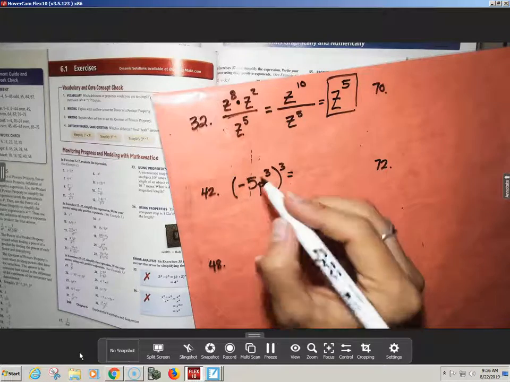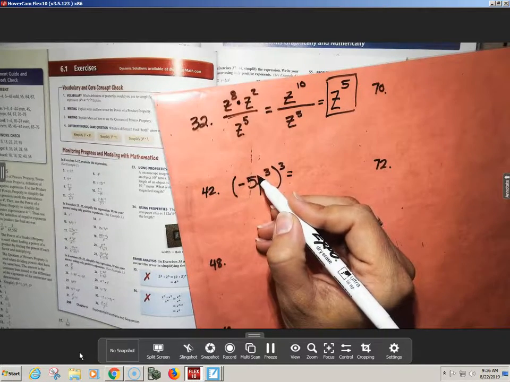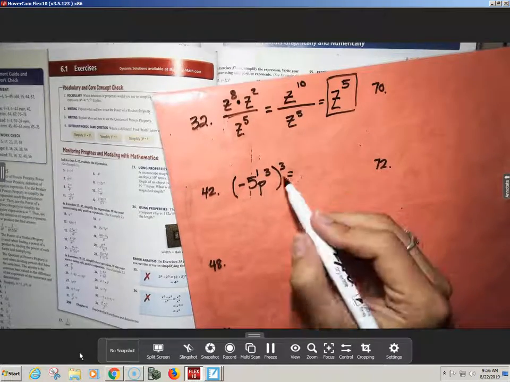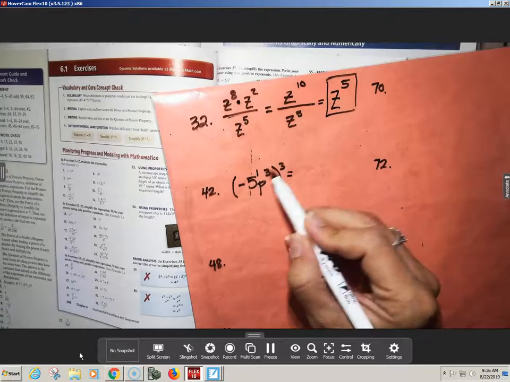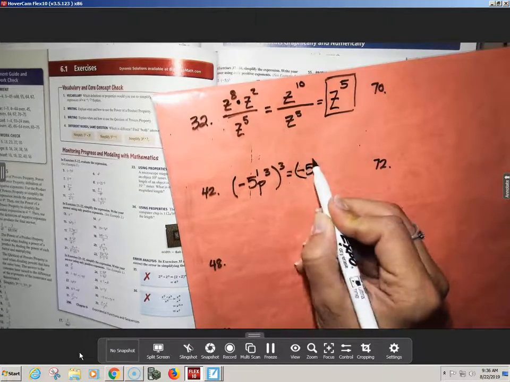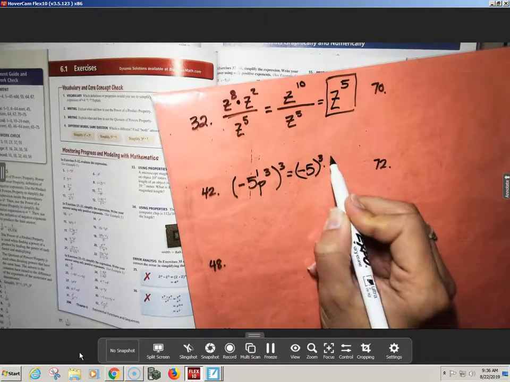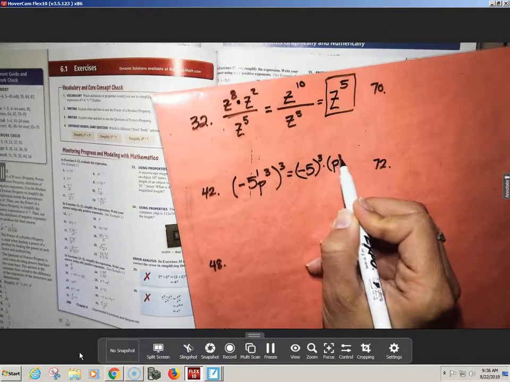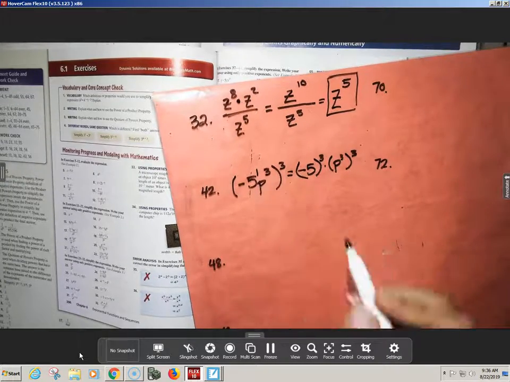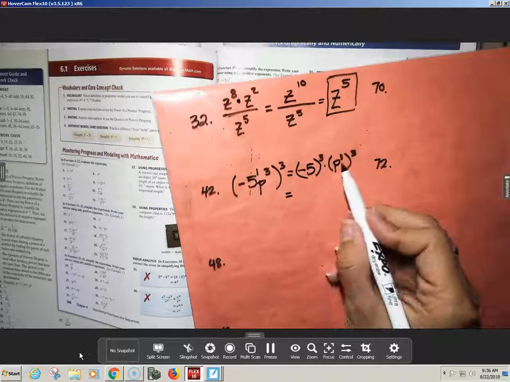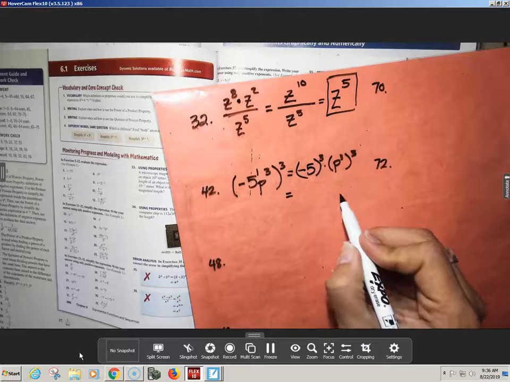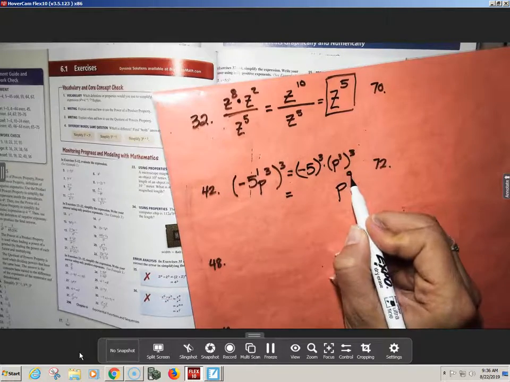Because this negative 5 right now has no exponent. What's his understood exponent? 1. But what's it going to become when we distribute the power? 1 times 3, it's going to be negative 5 to the 3. And then what's the p cubed going to also be? To the 3. So we need to bring this cubed into both pieces. And now let's simplify. Power to a power, what do we do? Multiply. Good. So it's going to be p to the power of 9.